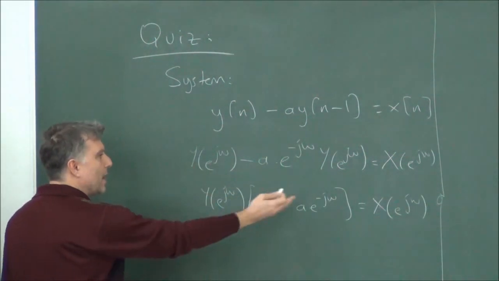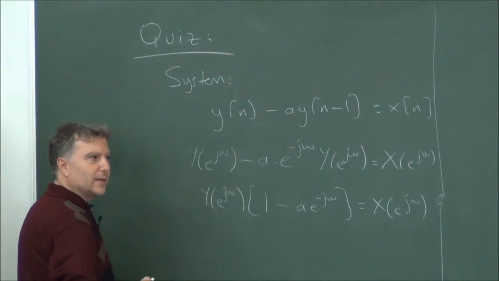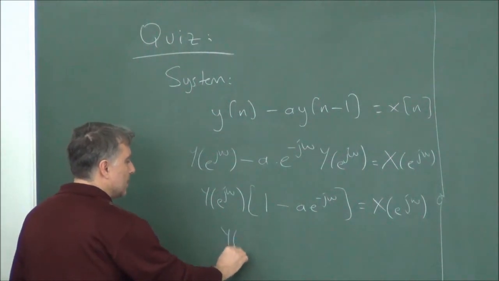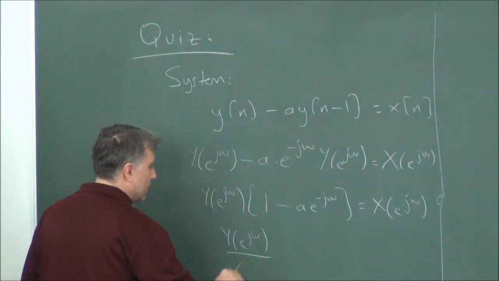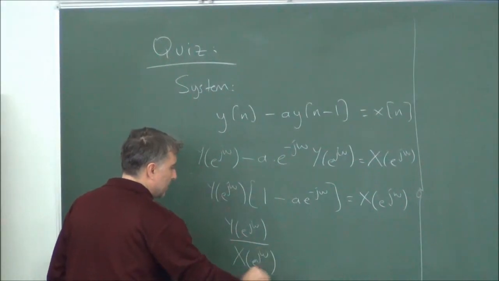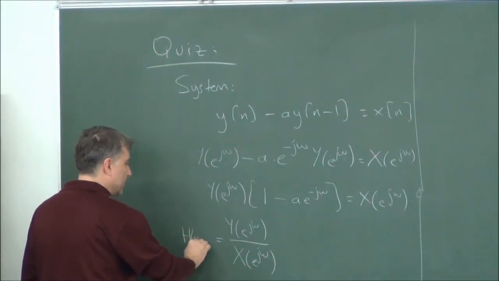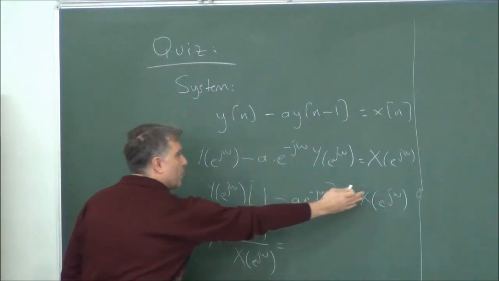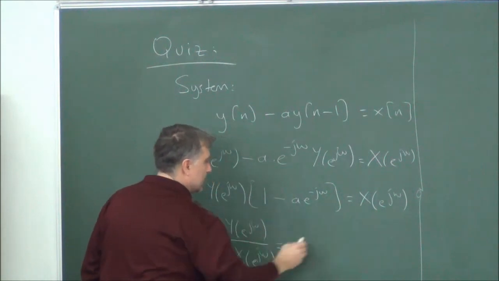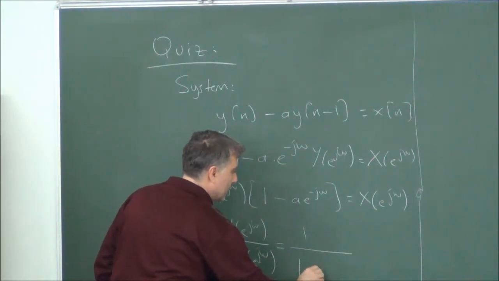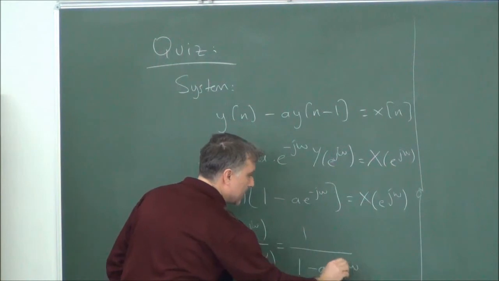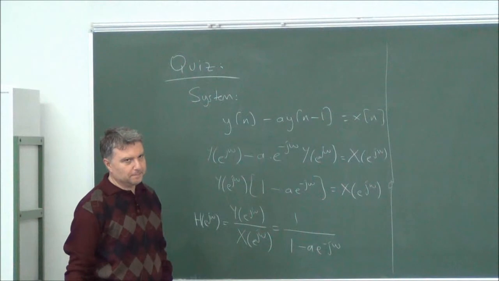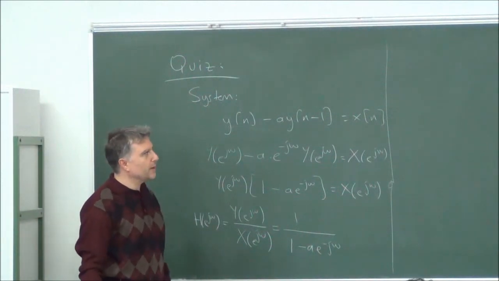And it is Y over X in the Fourier domain that makes the frequency response. This is equal to H of e to the j omega, by the way, which is Y over X, which is 1 over this thing: 1 over 1 minus a e to the minus j omega. Isn't it? And so that's it. This is the answer. This is H of e to the j omega.